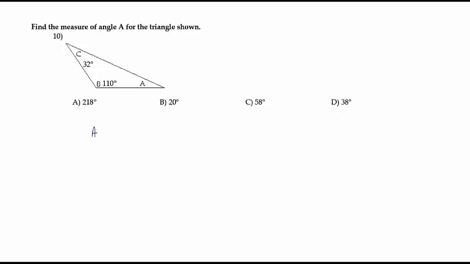So the measure of angle A plus the measure of angle B plus the measure of angle C has to total 180 degrees. I know B and C, so I'm going to plug those in. So I've got A plus 110 plus 32 equals 180. And now I can just solve this for A. Adding these two together, I have A plus 142 is equal to 180.